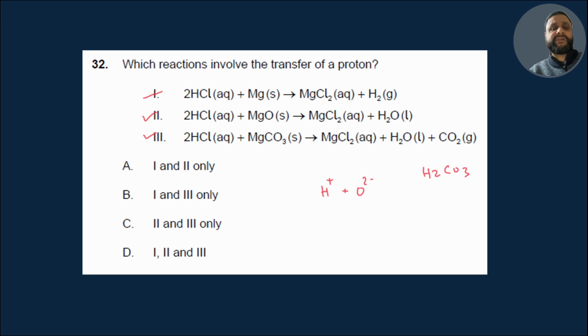So let's look. We have C as the correct answer. Once we know statement 1 is not right, we can see A, B, and D, they have 1. So hence they are not the right options. So C is correct.